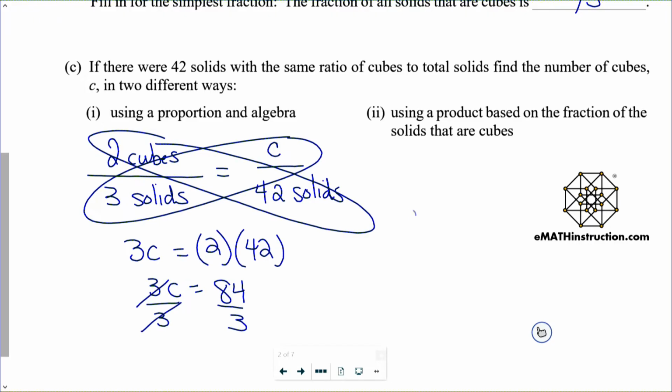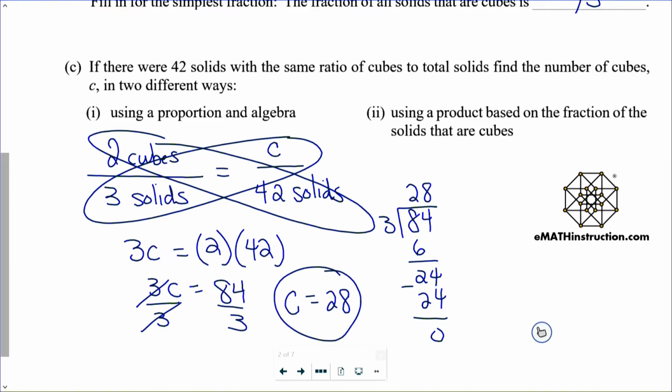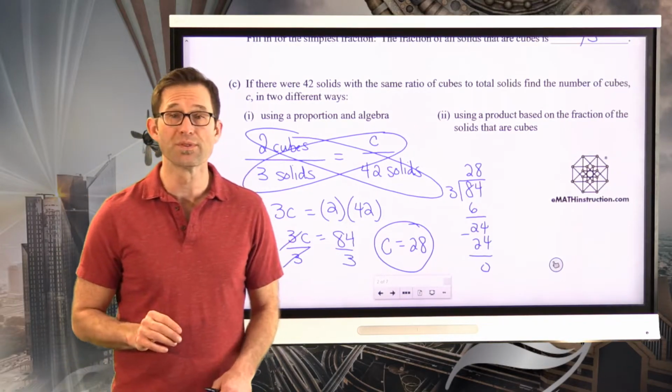All right, now I might have to go over on the side of my paper and do 84 divided by 3 if I don't have my calculator with me. All right, and we find that C is equal to 28. So if there are 42 solids, then there are 28 cubes.